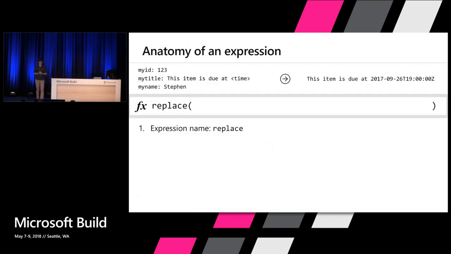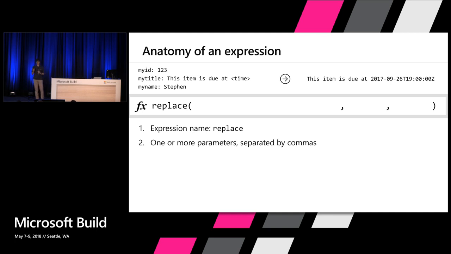So let's say for this example, I have an object that I have output from a previous step, and it has 3 properties, ID, title, and name. And what I want to do is I want to take the title, and I want to replace that placeholder, which is bracket time, with the actual current timestamp. So to do that, I will use the string replace function. First, you type the expression, and you have to understand how many parameters that expression has. For replace, there are 3 parameters. The first parameter is the string that you're passing in. The second parameter is the string you're searching for in it.